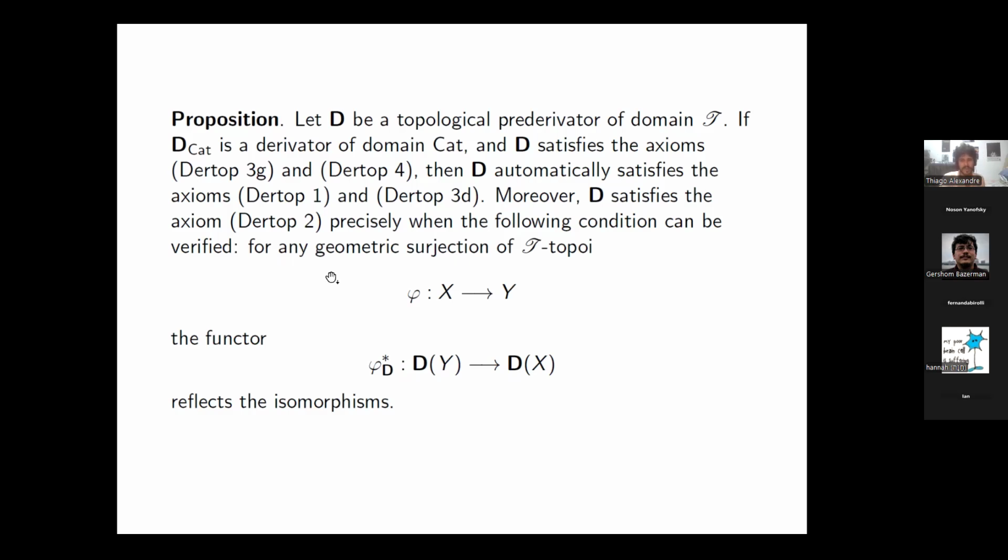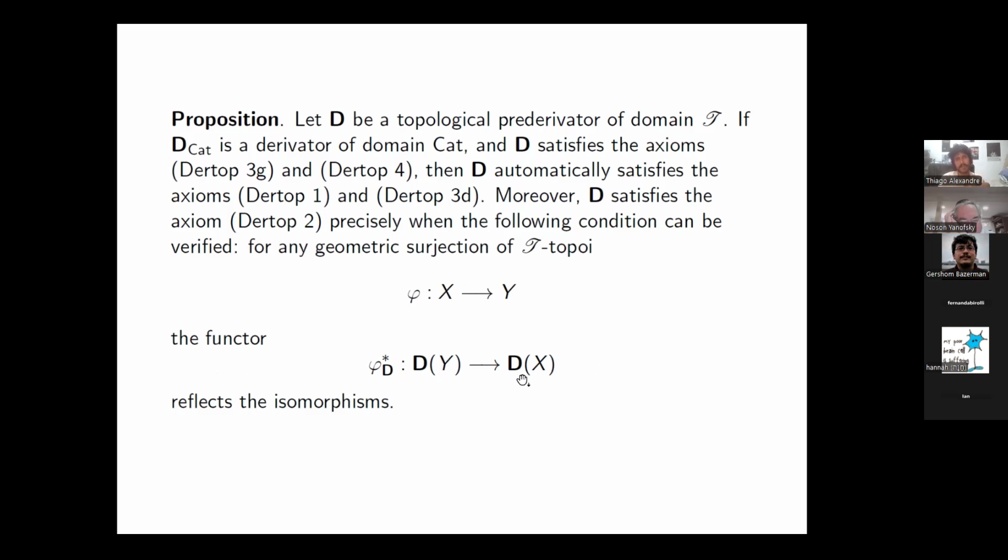It is equivalent to the following condition: for any geometric surjection of the topoi, the inverse image functor reflects the isomorphism. Basically, a derivator gives you derived categories, right? And it is respecting the structure of the 2-category of toposes. So if we have a geometric surjection, then the inverse image is also conservative.